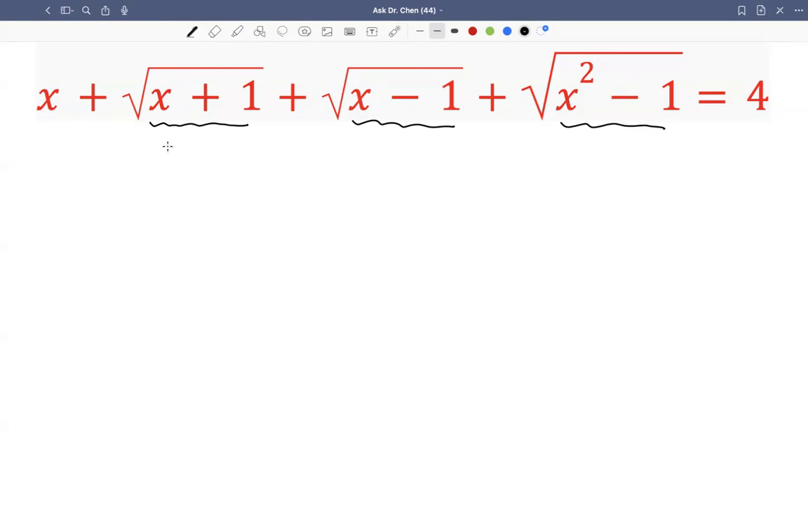Okay, so let's use substitution, right? When the equation gets too complicated, we like to use the substitution method. Let's call this term A. Let's call this term B. Then A times B will give us this term, which is AB. So that means this equation now becomes this.